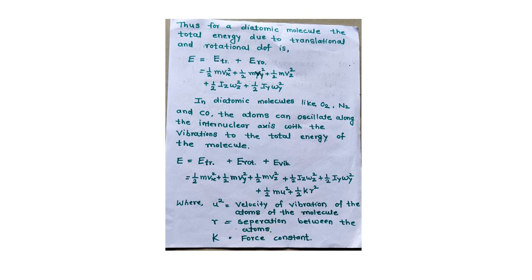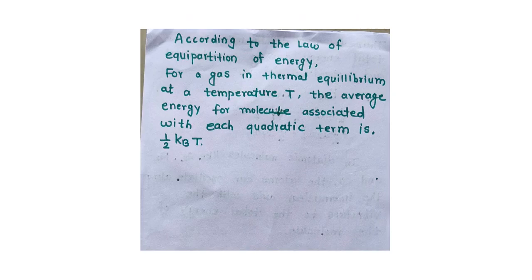So according to the law of equipartition of energy, for a gas in thermal equilibrium at temperature T, the average energy per molecule associated with each quadratic term is half kB T.